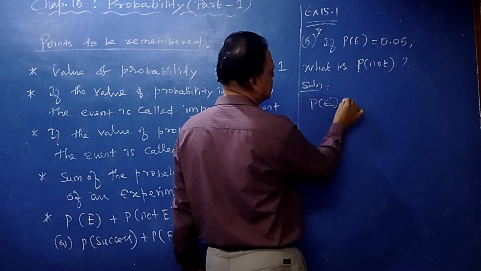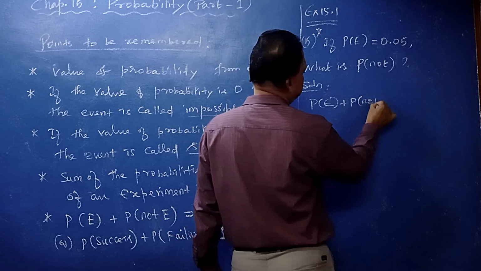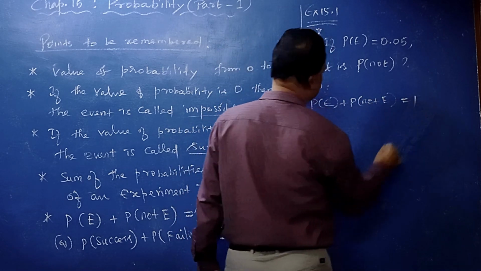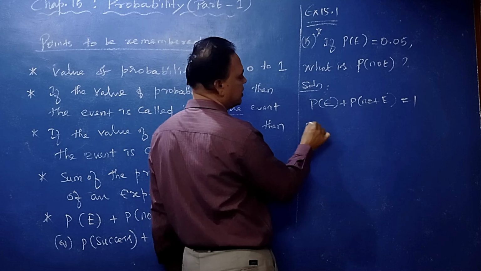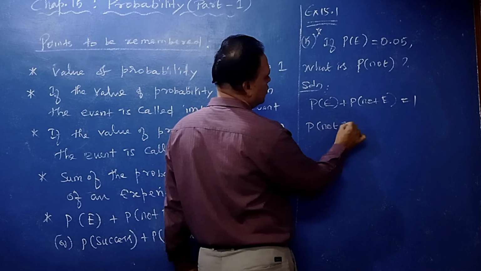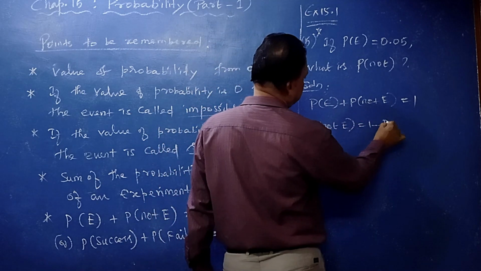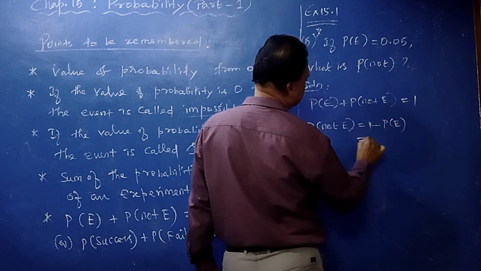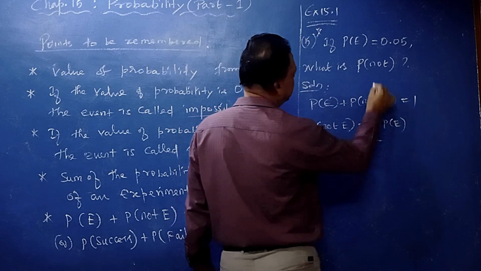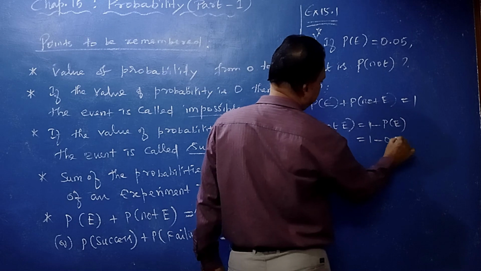P of E plus P of not E equal to 1. Therefore, we need P of not E. P of not E equals 1 minus P of E. That is 1 minus P of E, which is 0.05.